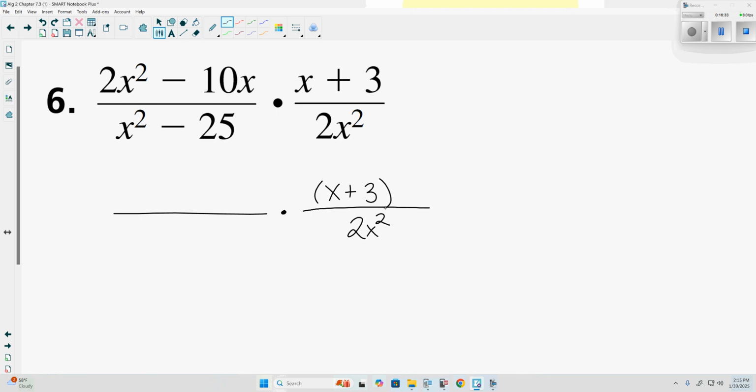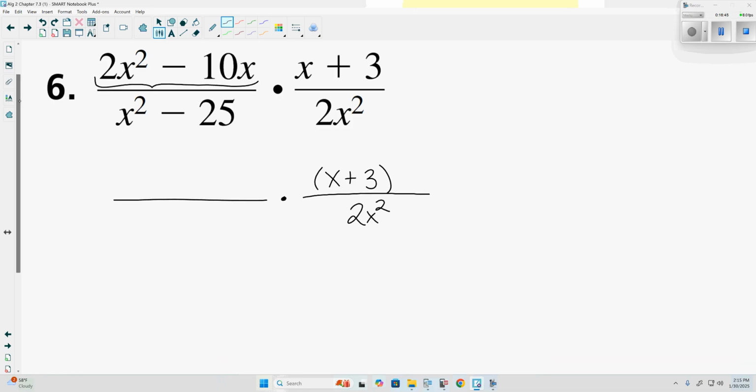So really the only thing we need to factor is the 2x squared minus 10x and the x squared minus 25. If we look at the 2x squared minus 10x, is there a greatest common factor between these two terms? 2x. Now when we factor 2x out of 2x squared, we get x minus 5.